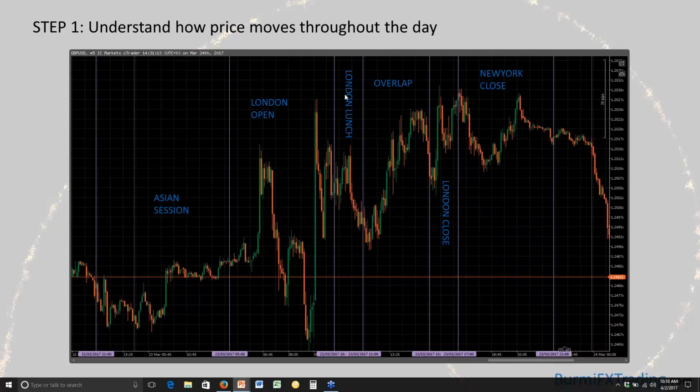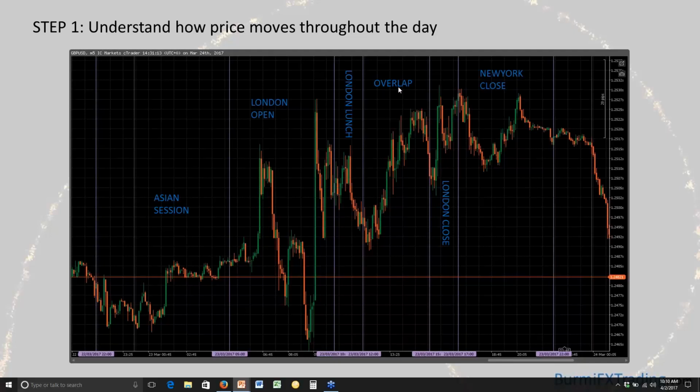And now during London lunch, if you notice there is a big spike, maybe trying to make new highs or new lows, chances are it's not going to break that high or low that was made in the London Open session. So that will be a very high probability trade. And I will show you some examples as well.